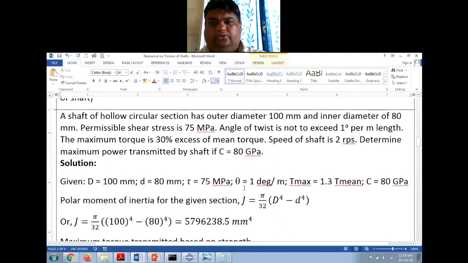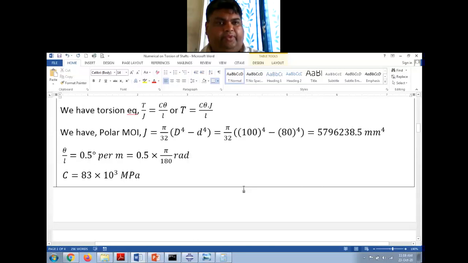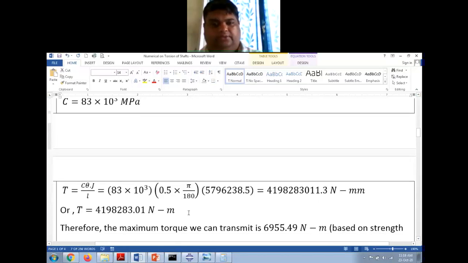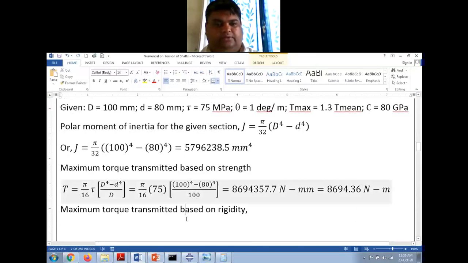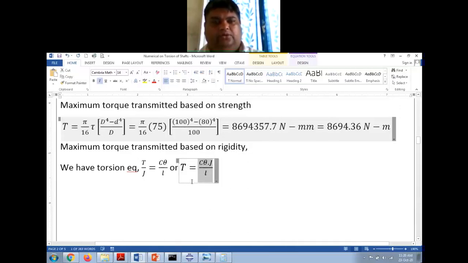Right? So we have this formula. I'll just copy this. We have from the torsion equation T by J is equal to C theta by L, or T is equal to C theta into J by L. Now I have all the values here, only theta by L is not known.